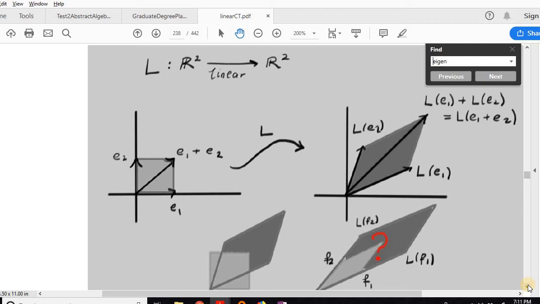Now, notice that E1 and E2 are not eigenvectors. If they were eigenvectors, then L of E1 would be in the same direction as E1. That's what an eigenvector does. Right? L of E1 has to be some constant times E1. So E1 is not an eigenvector. E2 is not an eigenvector.